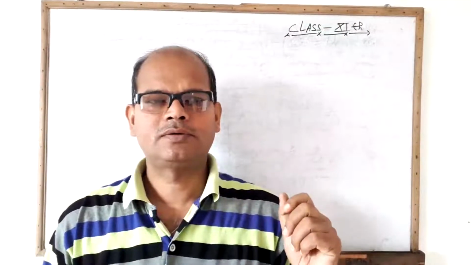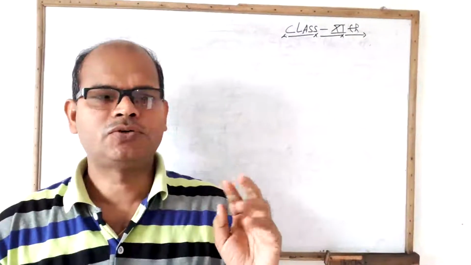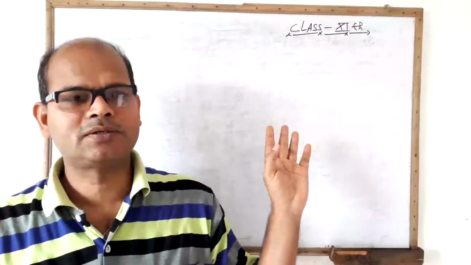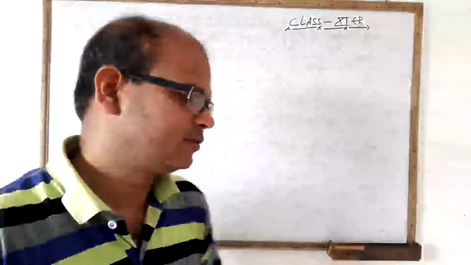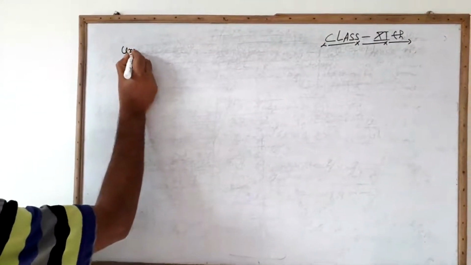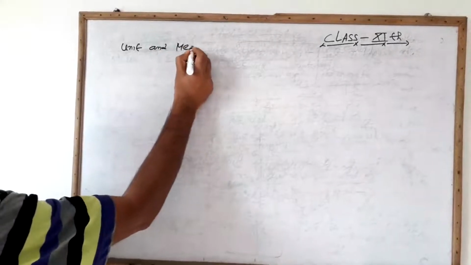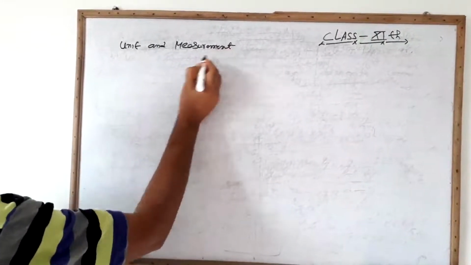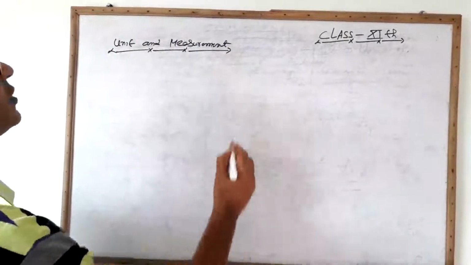In this physics, the first chapter is Physical World. Students, this chapter is so easy because you have learned it in the previous classes. The second chapter is Units and Measurement. So I am discussing this chapter, Units and Measurement.